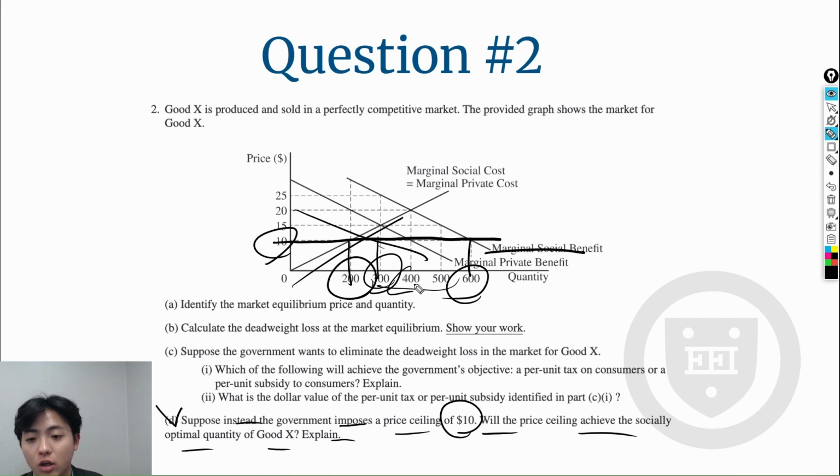The price ceiling causes underproduction and moves the market further from the social optimum, and increases the deadweight loss, which is something that you do need to remember. Okay, great.